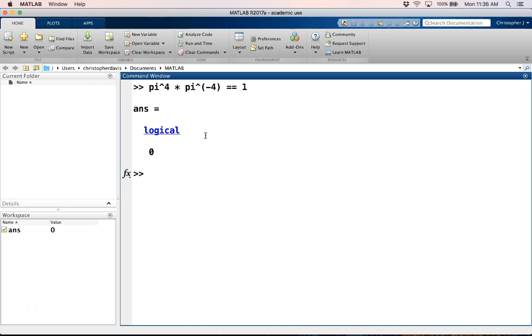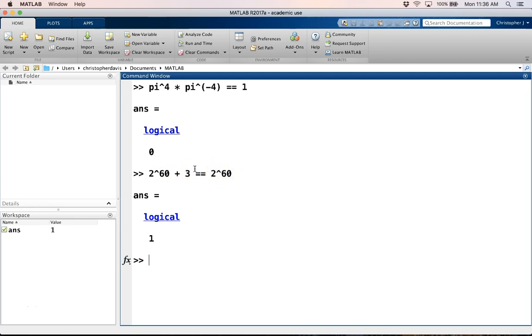There are also examples in the other direction. For example, what if I do 2 to the 60th plus 3, and I ask, does that equal 2 to the 60th? So here MATLAB tells me, true, these two numbers are equal. Even though we can tell that they're not equal, they differ by 3.